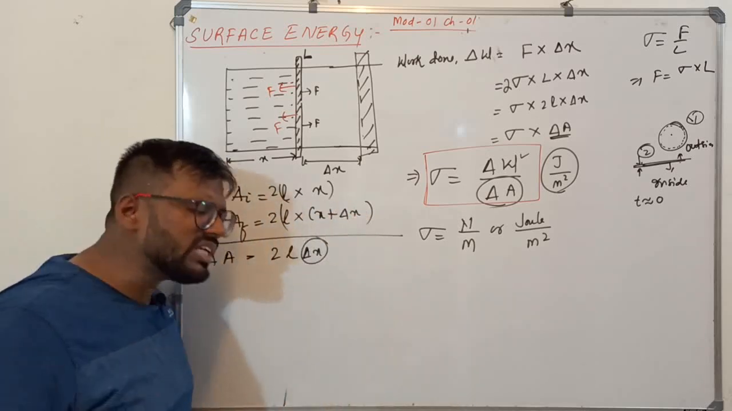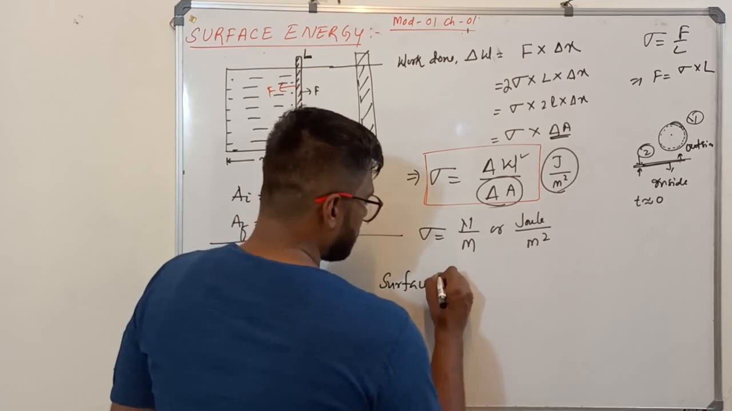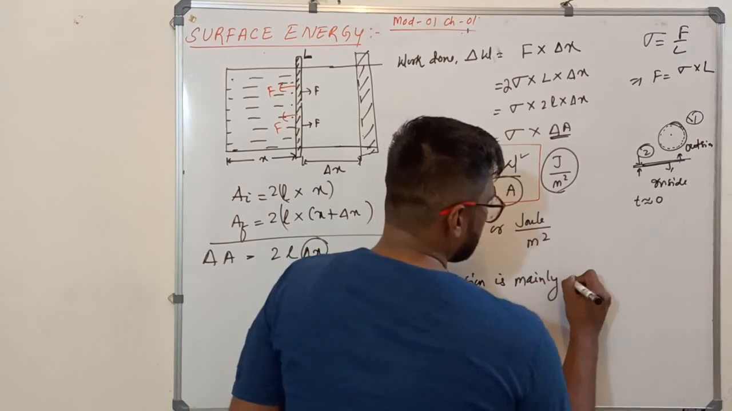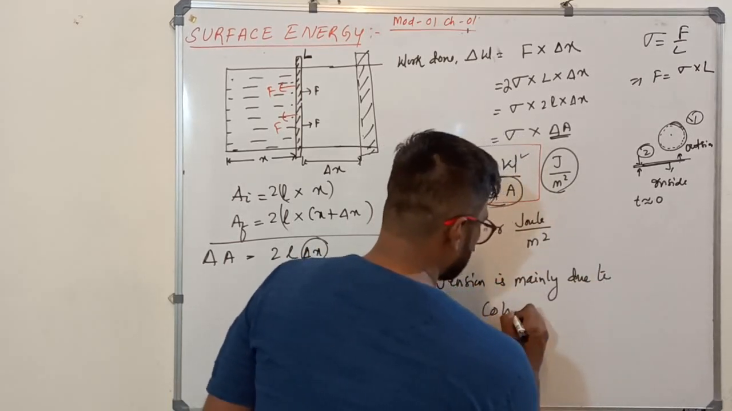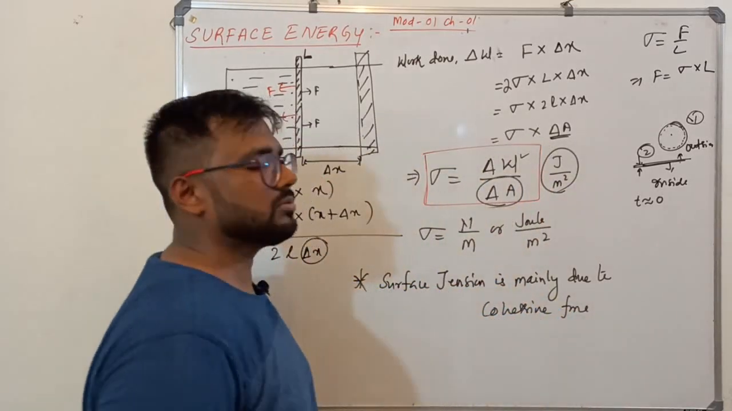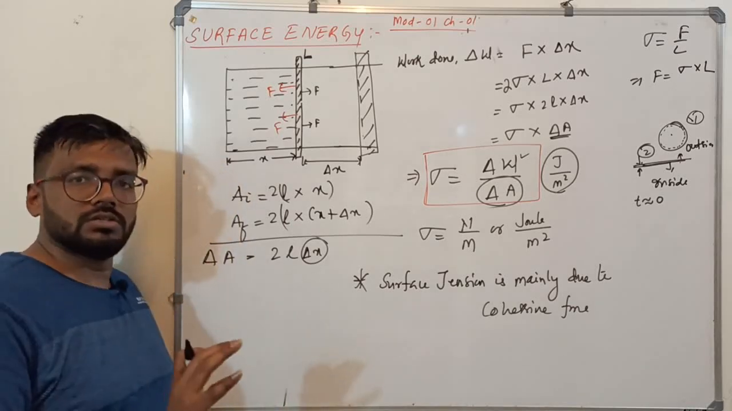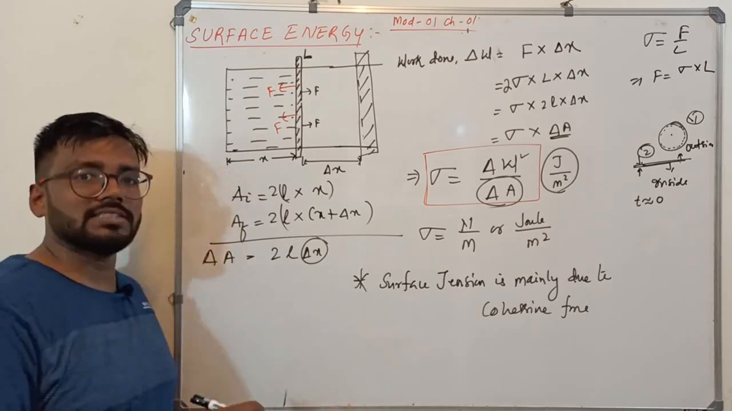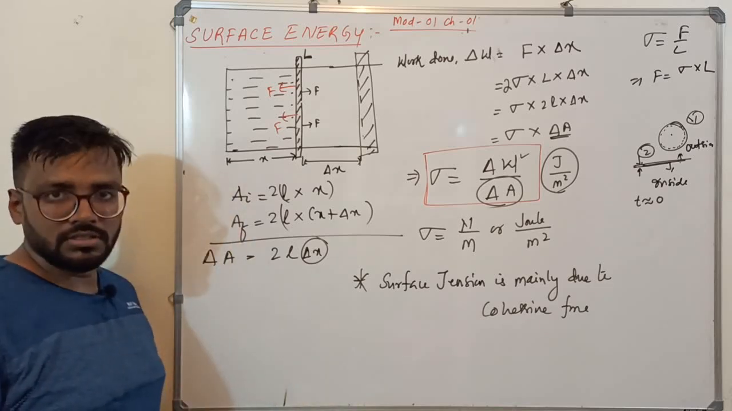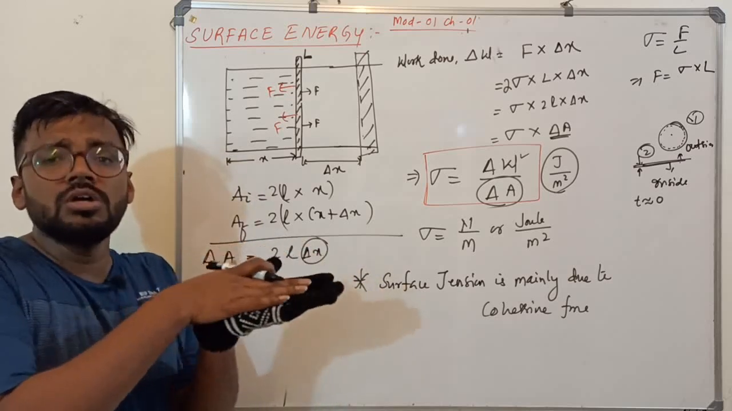Which force? Cohesive force. Surface tension is mainly due to cohesive force, the force of attraction between the same molecules, molecules of the same component. Water with water is cohesive. Water with air is adhesive. Water with gas is adhesive. You understood? Water, air, glass: cohesive forces. Correct. And the surface tension is always present on the interface between two media.